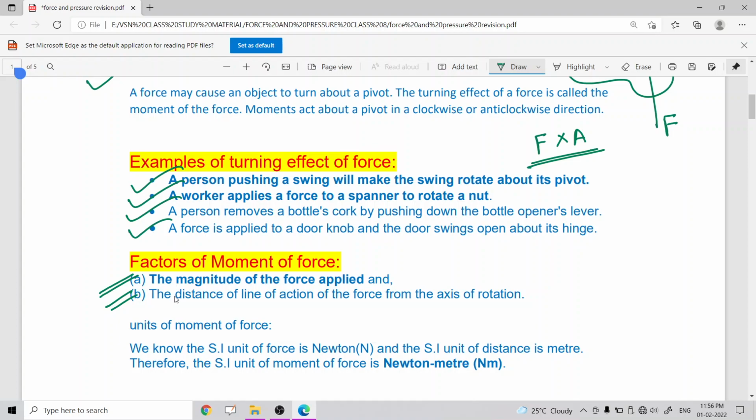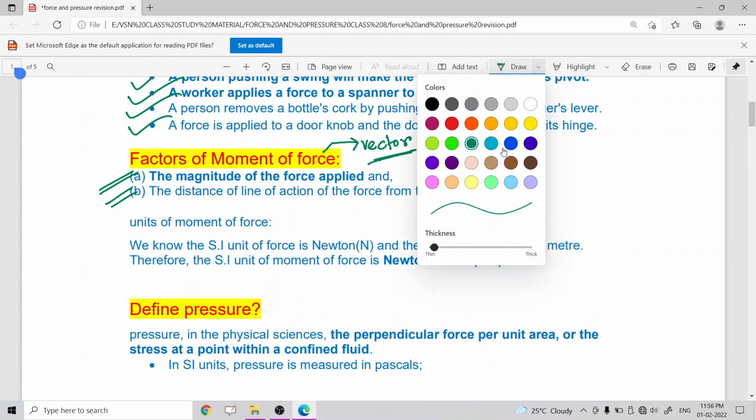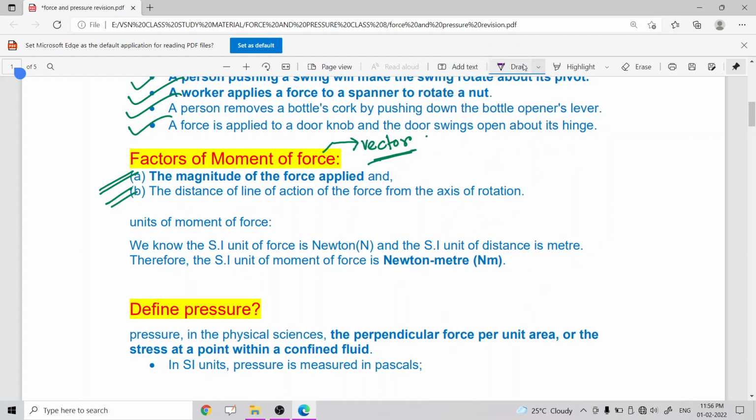So these are the two factors, and also you can say this is a vector quantity. That means it has both magnitude and direction. Now the question is, what is the SI unit of moment of force? Actually, you know the formula of moment of force. Moment of force means force into displacement.